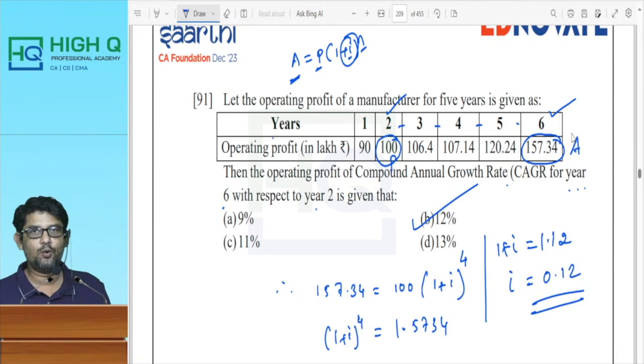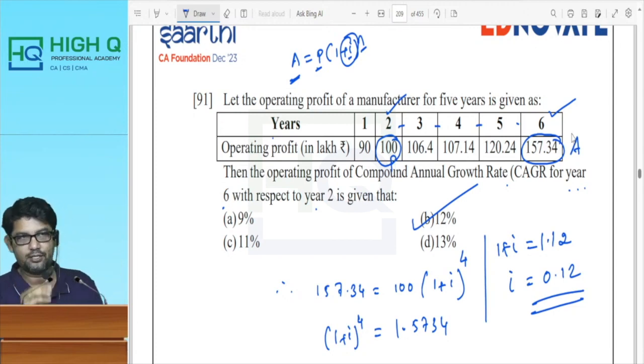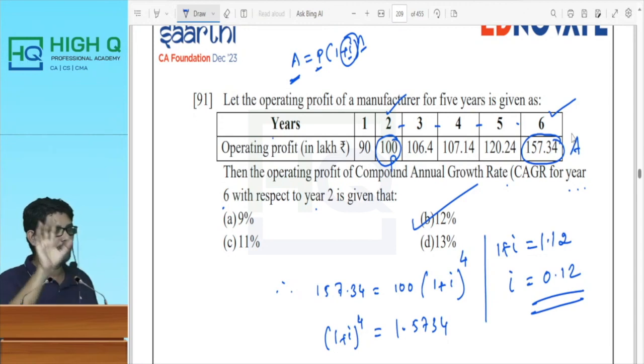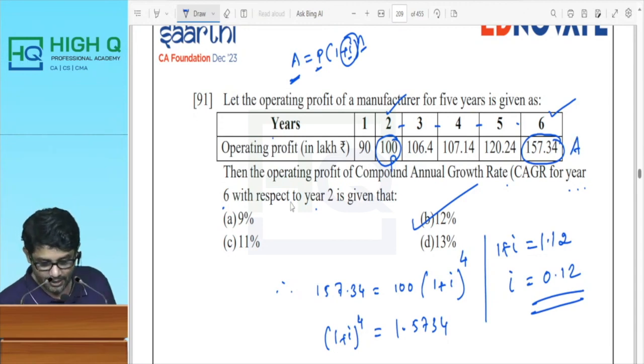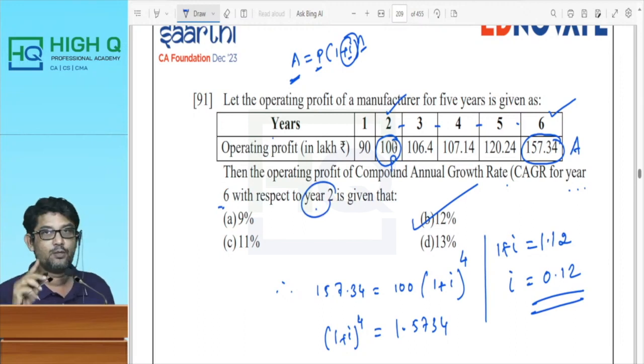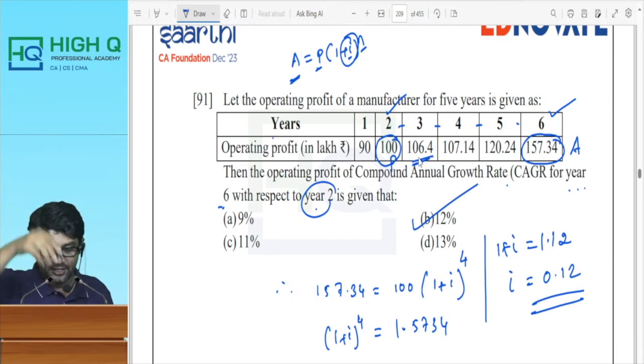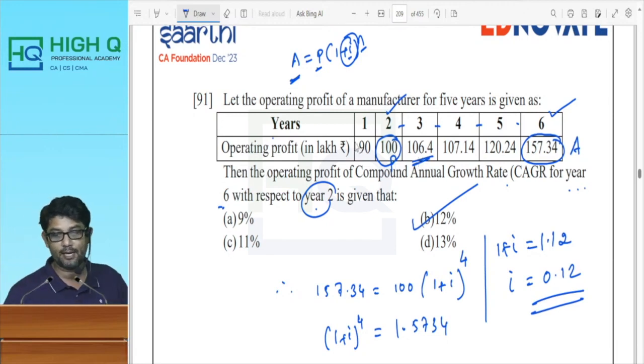I think now you know what CAGR is. In the examination, don't get confused about CAGR. Simply they ask you to find out I. In the table itself, it is given. You just need to identify the principal and the amount and do it. See, here, 6 with respect to 2, that is my principal. If it is with respect to the third year, then 106.4. With respect to the first year, then 90 rupees. This is what you have to take. Am I right?